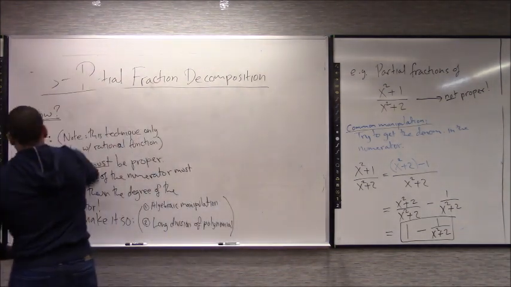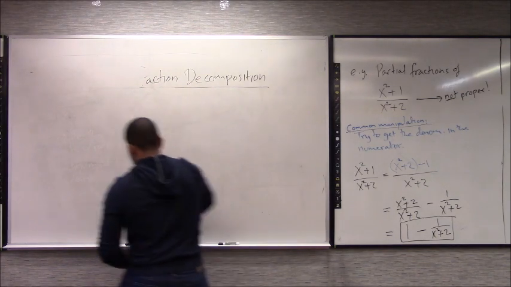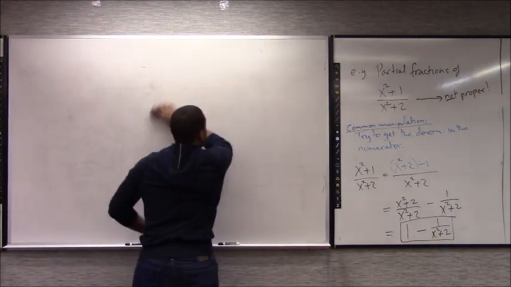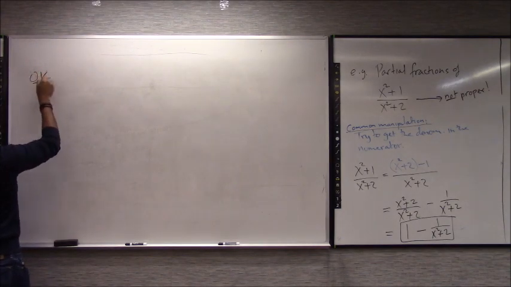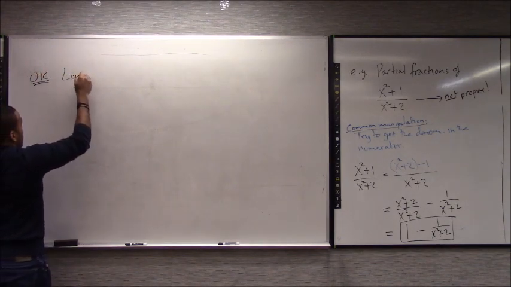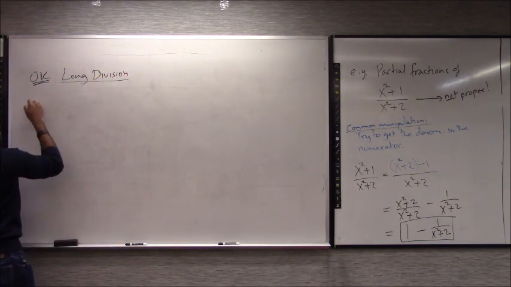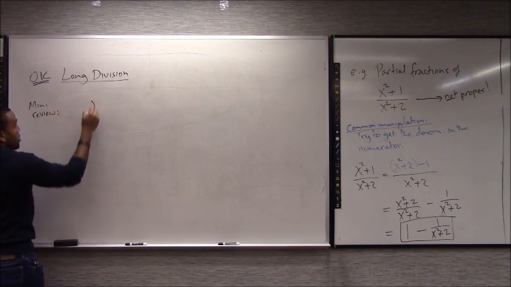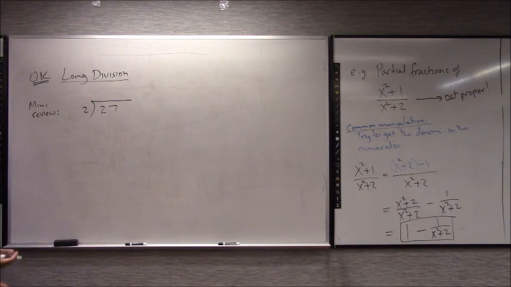Or, let's look at the same guy. Or, try long division. Mini review. Suppose you wanted to divide 27 by 2. How do you actually do it with long division?